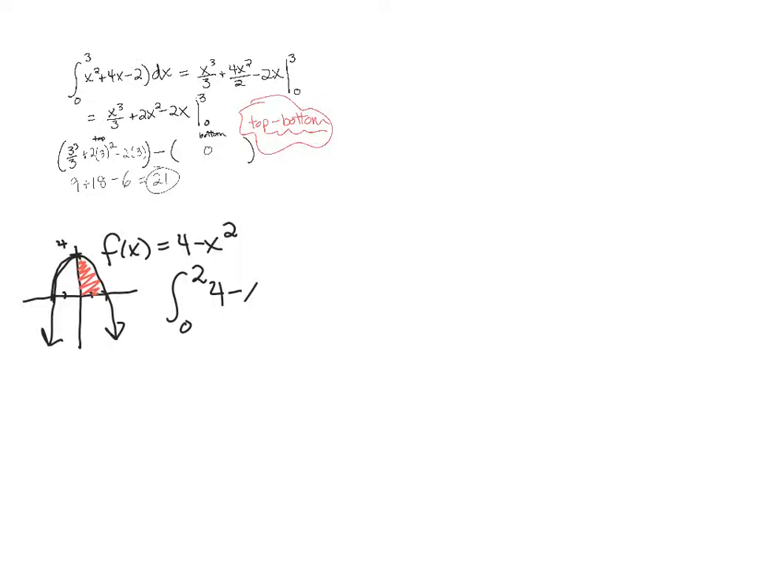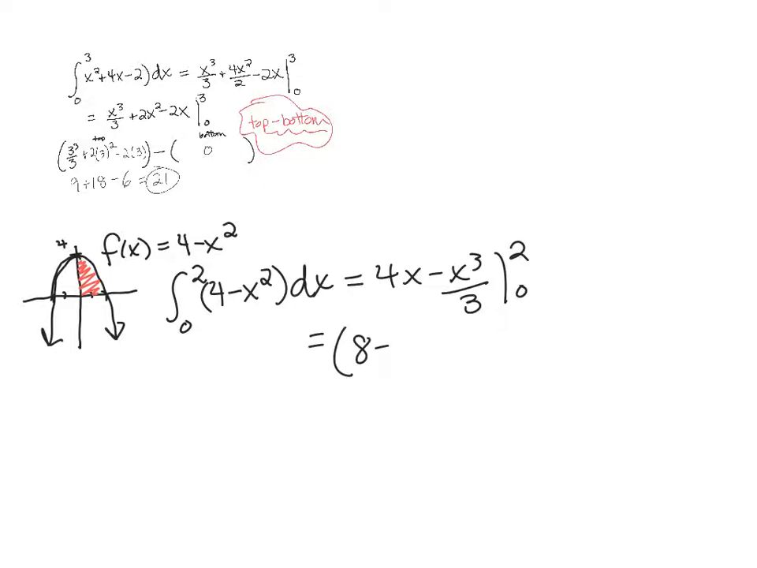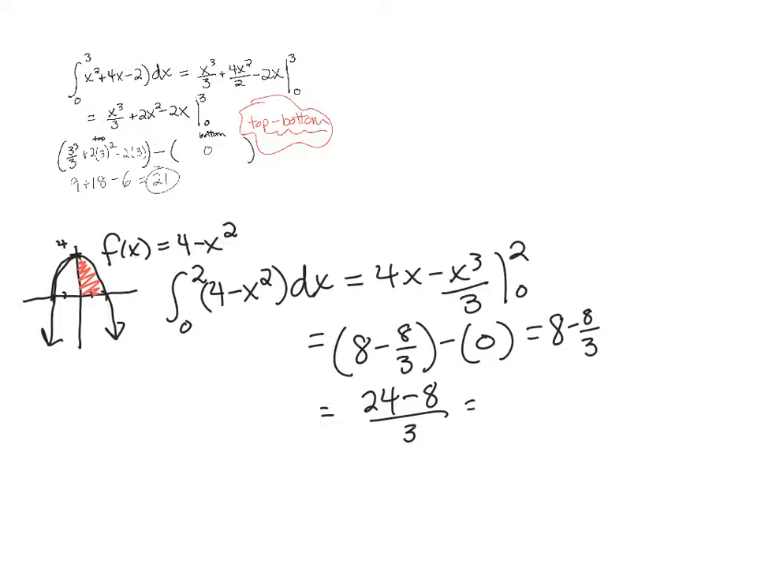The function is above the x-axis, so we just integrate and then plug in the numbers. So we have 4 times 2 minus 2 cubed over 3 minus, plug in the 0. So 8 minus 8 thirds, common denominator is 3. 8 times 3 is 24. And we get 16 thirds. Make sense?